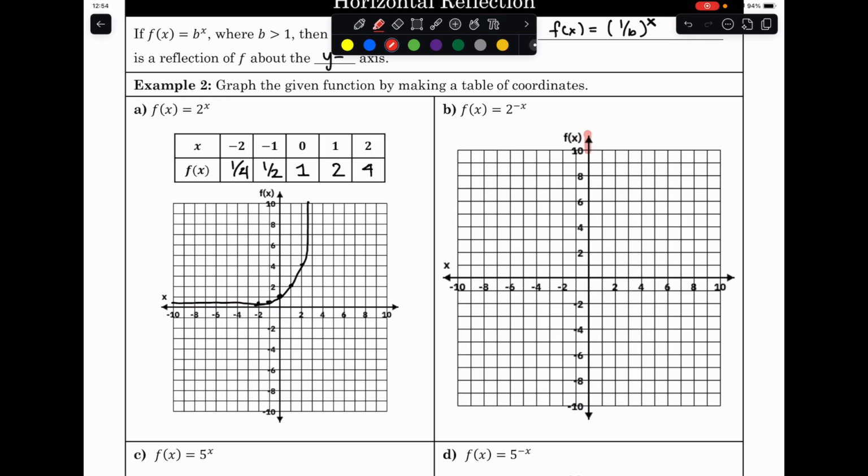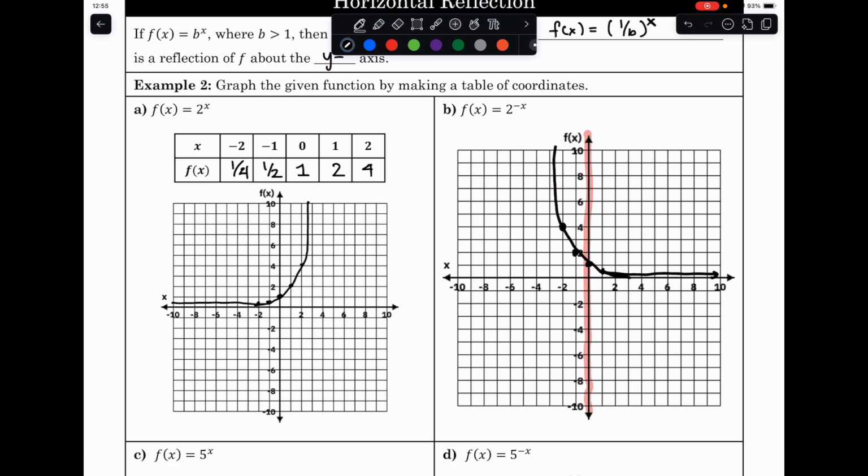So here, these points are going to be on the opposite side. So the point that has a y value of 4 is going to be on the other side. So at negative 2, this graph is going to have a y value of 4. And since at 1 it has a y value of 2, that means that at negative 1 it is going to be flipped. So these points are simply going to be flipped across that line, and the graph is going to look like this.